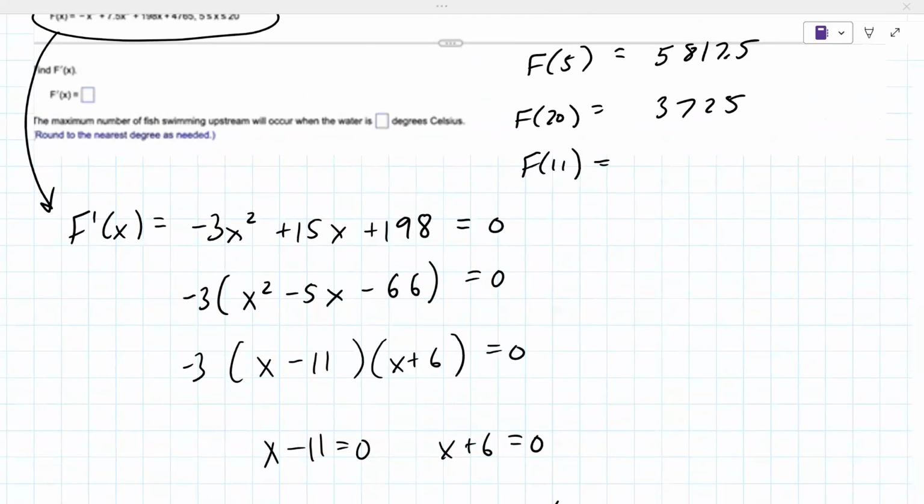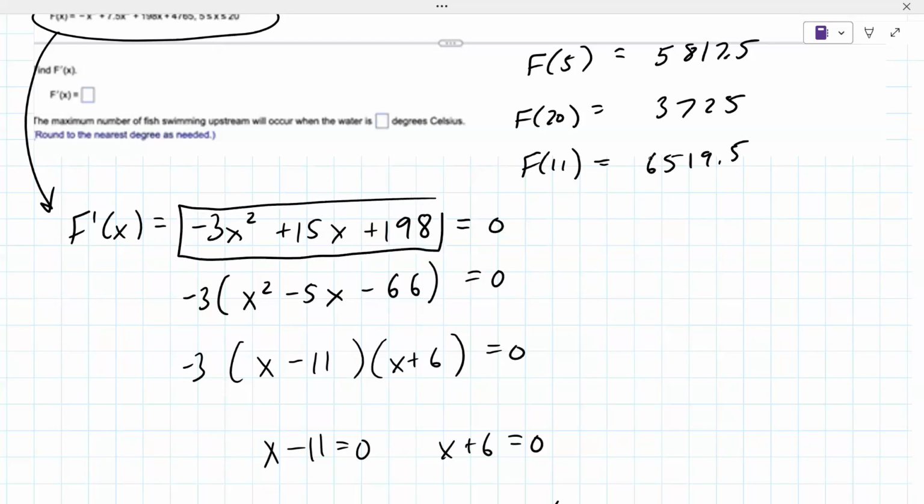Okay. And then when we input the answer for the derivative or the f(x)... Sorry, are we doing the full one? Okay, that's what goes into that part. Yeah, please ask, because sometimes I get excited about working through these and I forget you have to actually answer them. So it occurs when the water is 11 degrees Celsius.